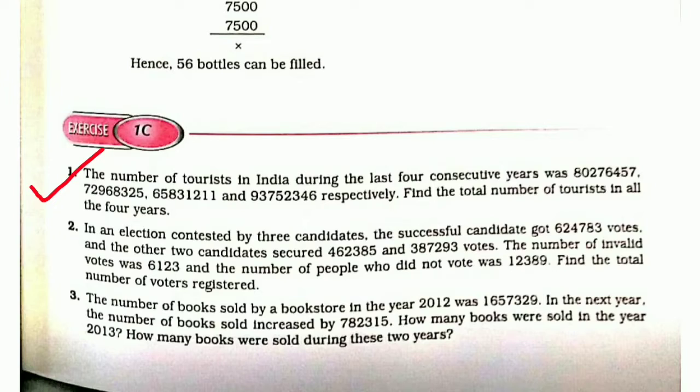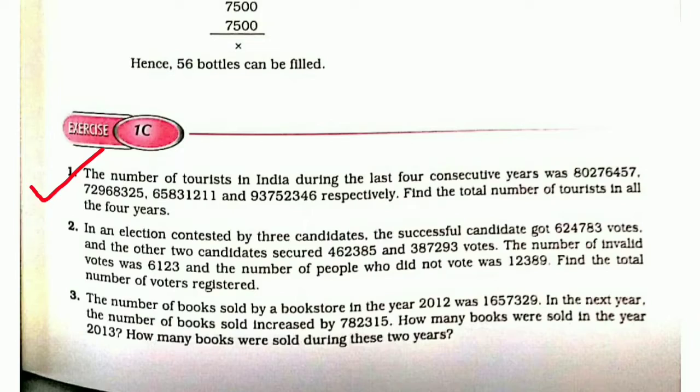Here, first we see that the numbers of visitors for all the 4 years are given. So we will write all the digits in the correct column, and then we will add. Whenever a total is asked, usually we do addition. So here he is asking the total number of tourists, so we will add all the 4 years' visitors, and then we will get the required answer.